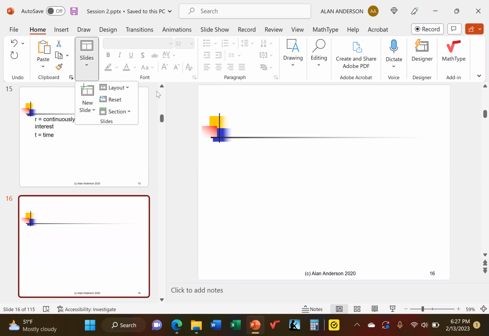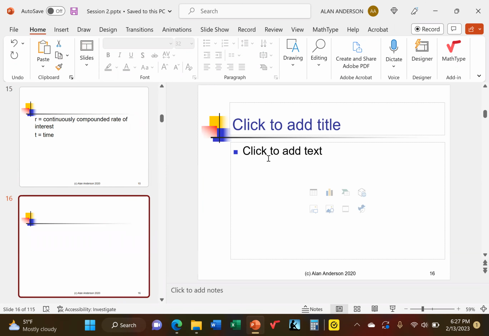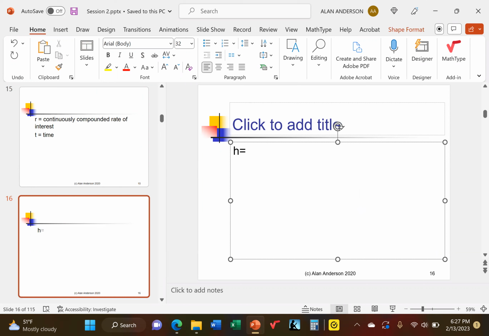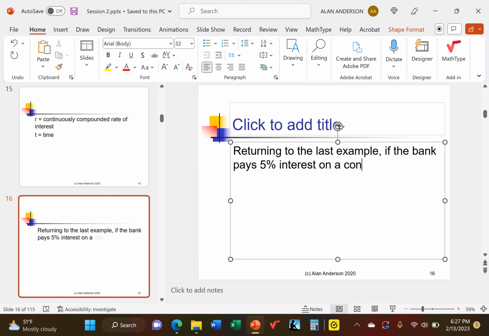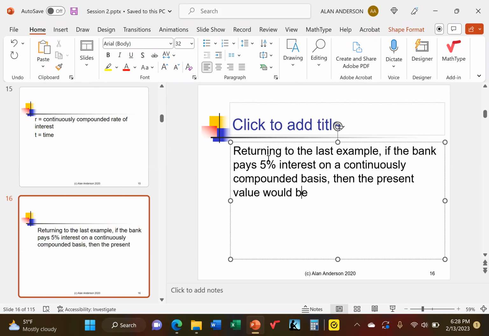Now you might think we're going to earn an enormous amount of interest. Okay, so returning to the last example, if the bank pays 5% on a continuously compounded basis, then the present value would be 1,000 e to the minus 0.05 times 2 years. Again, this is all meant to be a superscript or exponent. Let me fix that.